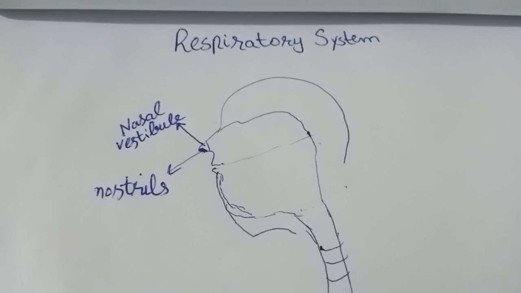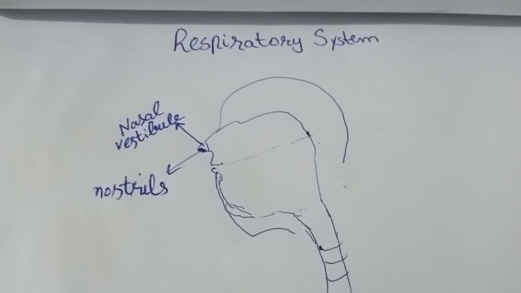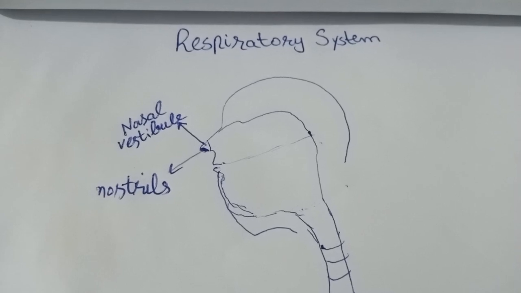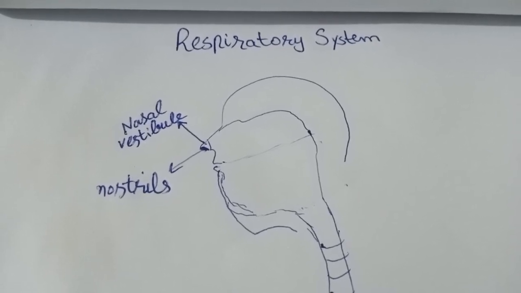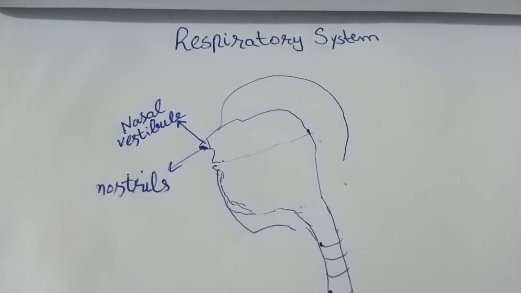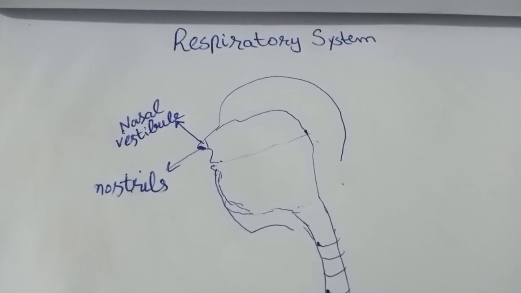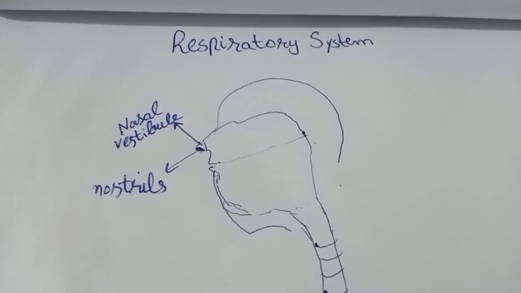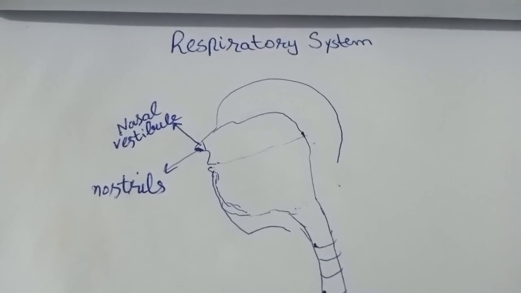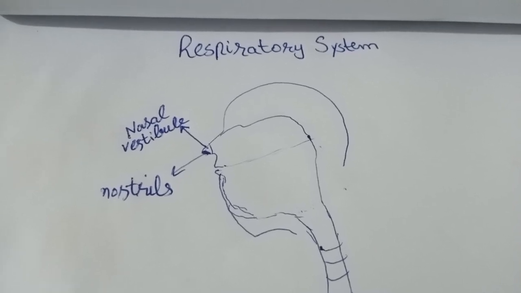Today we will start the complete process of the respiratory system. So let's start. Firstly, the air enters through two holes in the human body called nostrils. After the nostrils, the air moves to the nasal vestibule, which consists of hairs. The hairs present in the nasal vestibule are called nasal hairs.